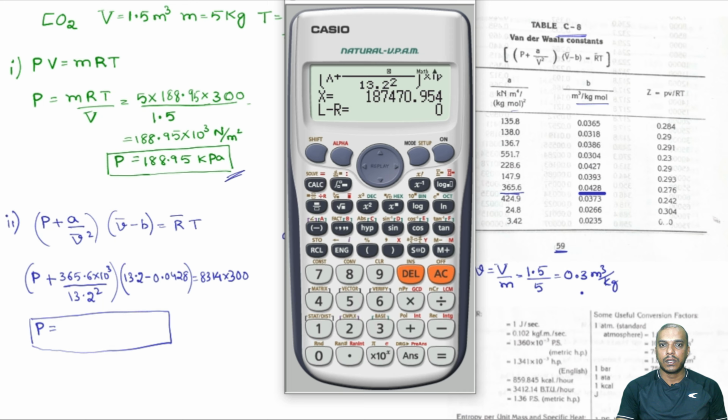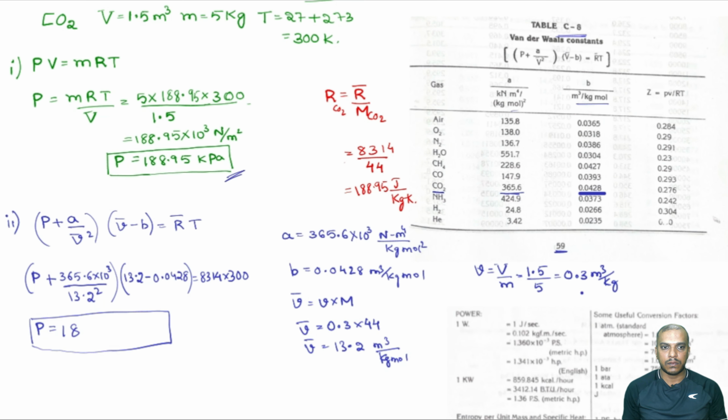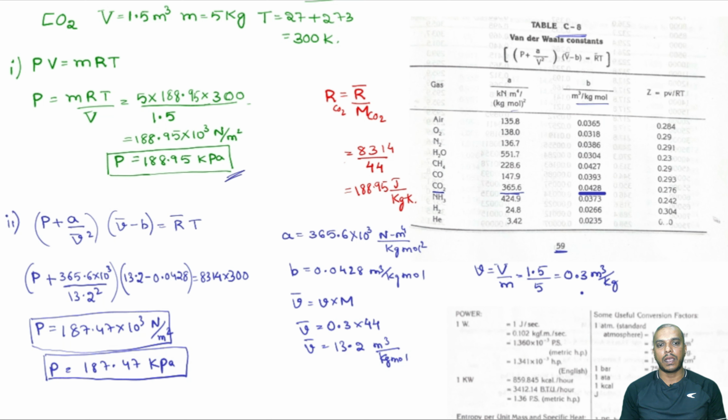So, you can see the answer is 187.47 into 10 power 3 Newton per meter square, which is nothing but 187.47 kilopascal. That is what we said, the answer will be very close to the ideal gas answer. So, you can always verify the answer you get from here. If it is closer to this, probably you are right.